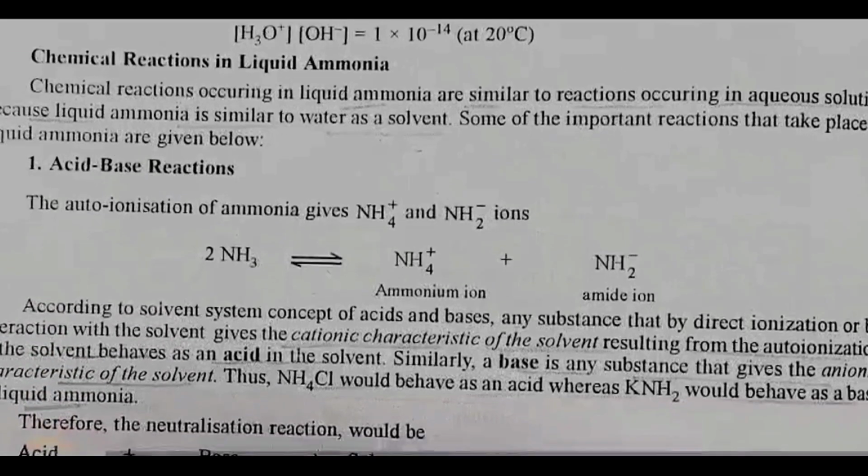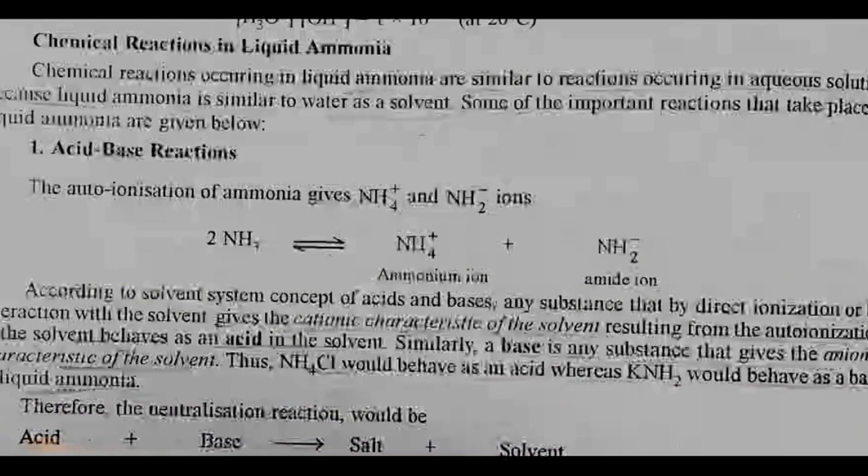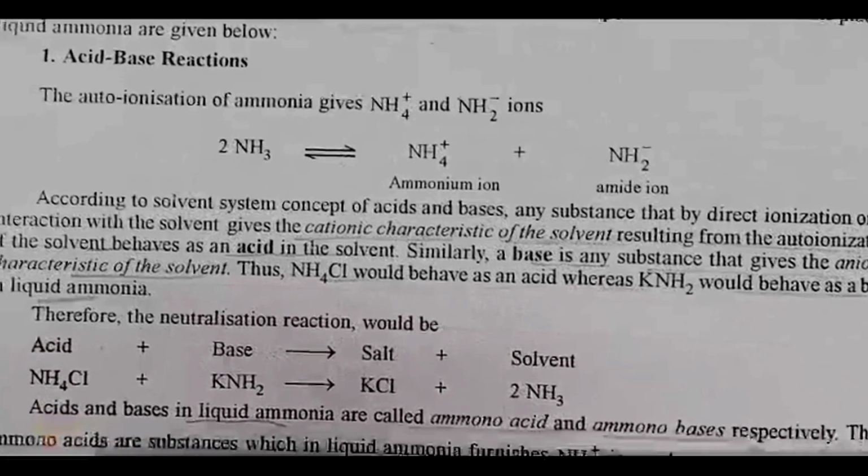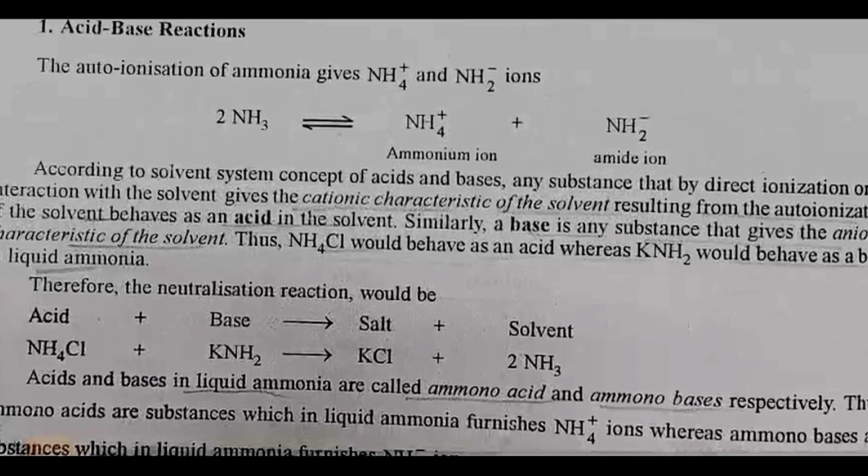Chemical reactions in liquid ammonia. Chemical reactions occurring in liquid ammonia are similar to the reactions occurring in aqueous solution because liquid ammonia is similar to water as a solvent. Some of the important reactions that take place in liquid ammonia are given below. First, acid-base reactions. The autoionization of ammonia gives NH4+ and NH2- ions. 2NH3 is in equilibrium with NH4+ plus NH2-.